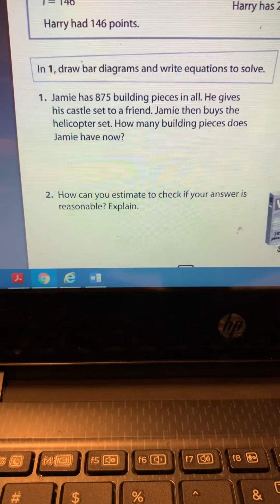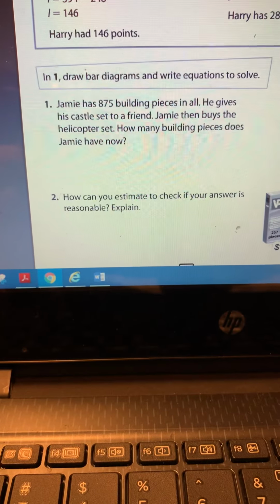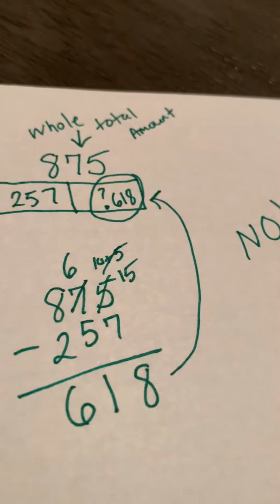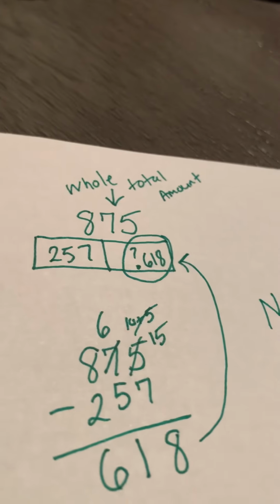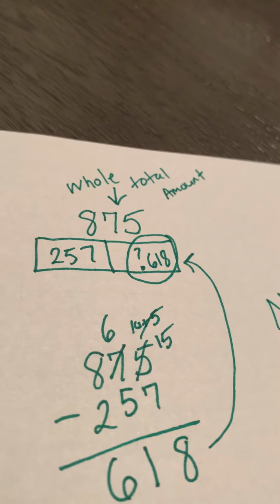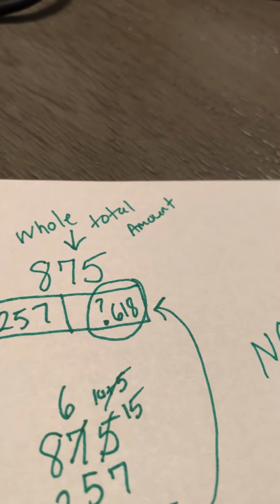All right, so now let's look at number 2. Number 2 says, how can you estimate to check if your answer is reasonable? And explain. So let's look at our numbers. Remember, estimating is pretty much rounding our numbers. So what are we going to do? We have 257. I can round that to 260. I have 618. I can round that to 620.